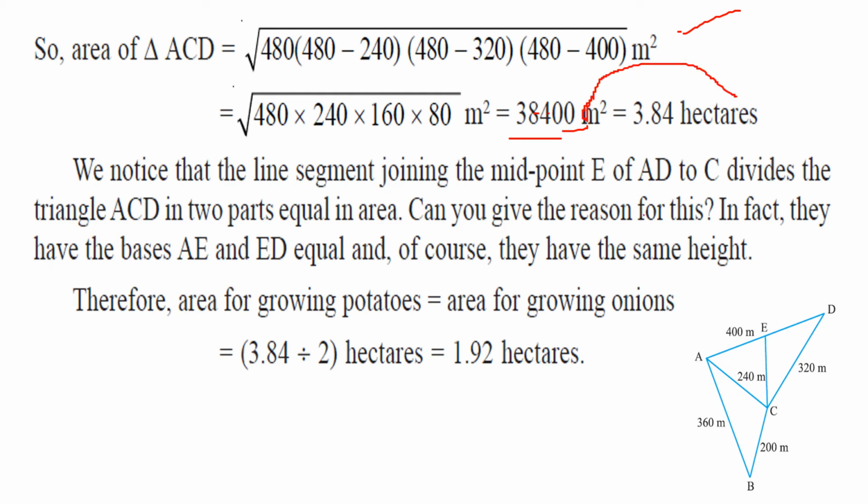Now let us see here that the line segment joining the midpoint E to C divides the triangle into two equal parts, which is also stated in the question. So they have the same base, we have bases AE and ED. So these two triangles are equal in area. So the area for growing onions will be equal to the area for growing potatoes, and the full area is 3.84. Just divide by 2, that is 1.92 for onions, 1.92 for potatoes.